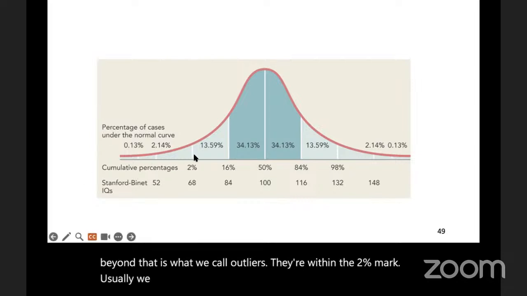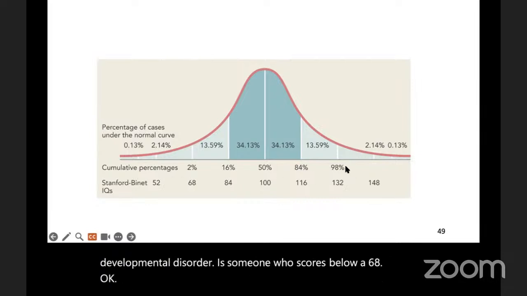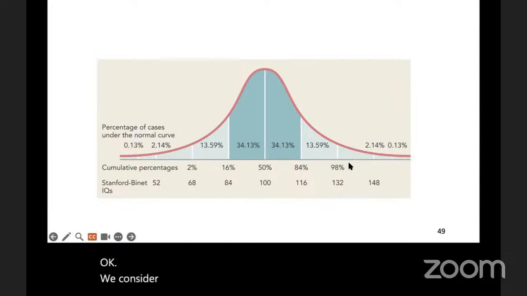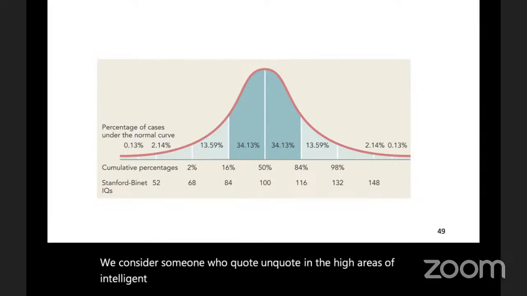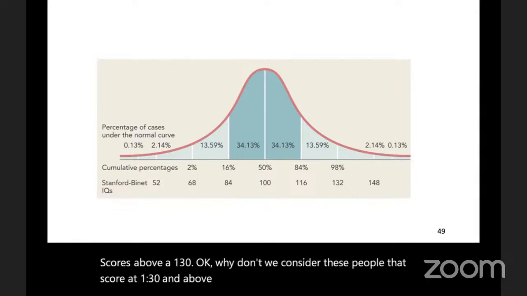Usually we consider individuals who have an intellectual disorder or a developmental disorder to be someone who scores below a 68, okay? And we consider someone who is, quote unquote, in the high areas of intelligence, we don't use the word superior anymore, as scoring above a 130, okay? Why don't we consider these people that score 130 and above more superior than people who are below that?